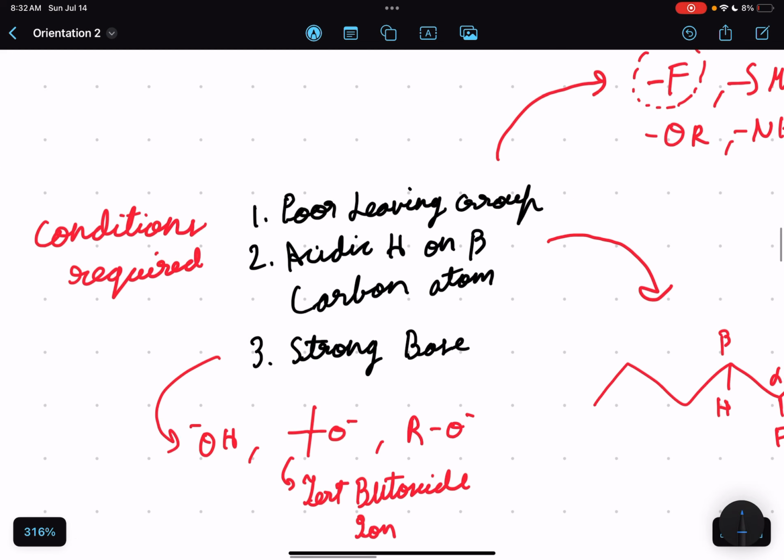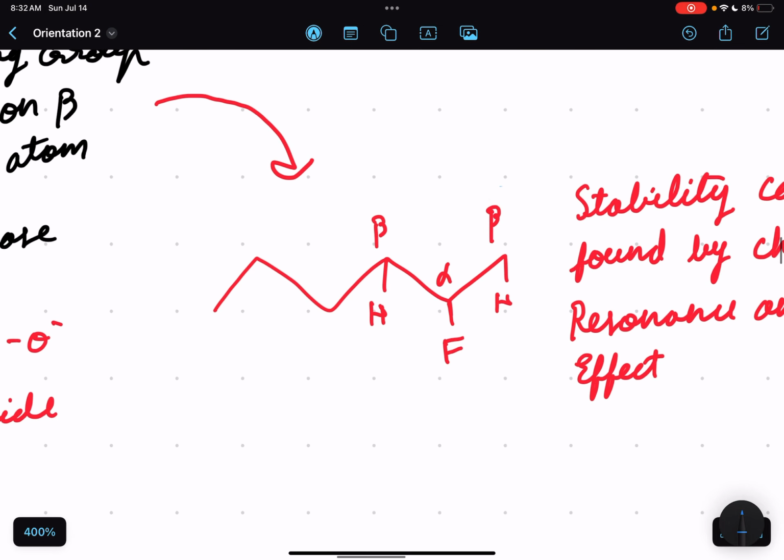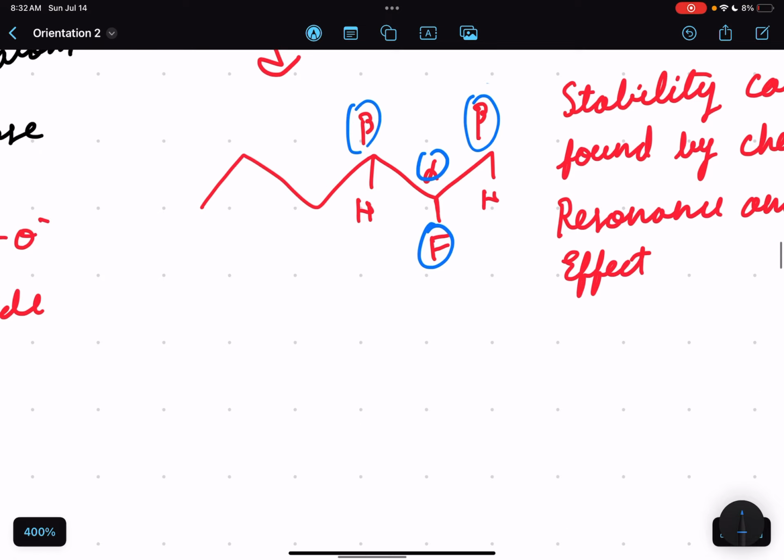If we move on to the next condition required, it's an acidic hydrogen on the beta carbon atom. The carbon atom which is directly attached to the leaving group is the alpha carbon atom, and the carbon atoms which are attached to the alpha carbon atoms are the beta carbon atoms. Having an acidic hydrogen means that if a base shows up like OH minus and takes the hydrogen, it donates these bonded electrons to the beta carbon atom, which results in a negative charge on the beta carbon atom.